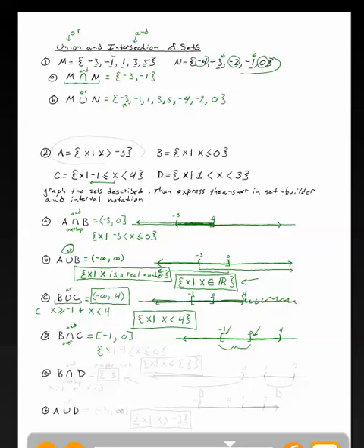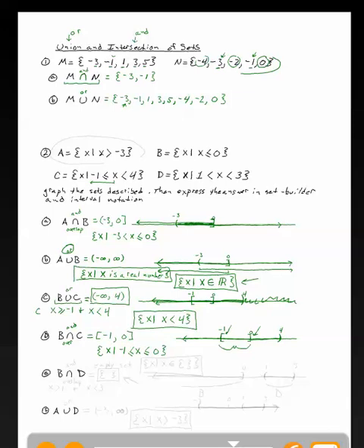So to do this in set builder notation, we say x such that x is greater than or equal to -1 and less than or equal to 0. And that's our set builder notation. Alright, so we've got two more examples that we want to do.